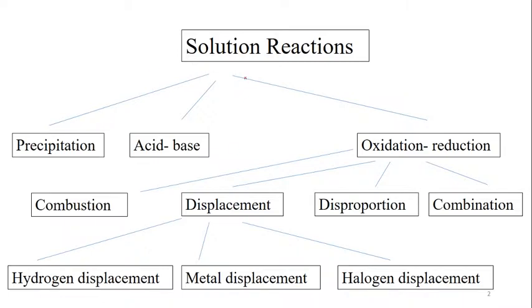First, aqueous solution reactions are classified into three groups: either precipitation reactions, acid-base reactions, or oxidation reduction reactions. Oxidation reduction is subdivided into combustion, displacement, disproportion, and combination. Displacement is also subclassified into hydrogen displacement, metal displacement, or halogen displacement. Today I'll be talking about this part, precipitation reaction.